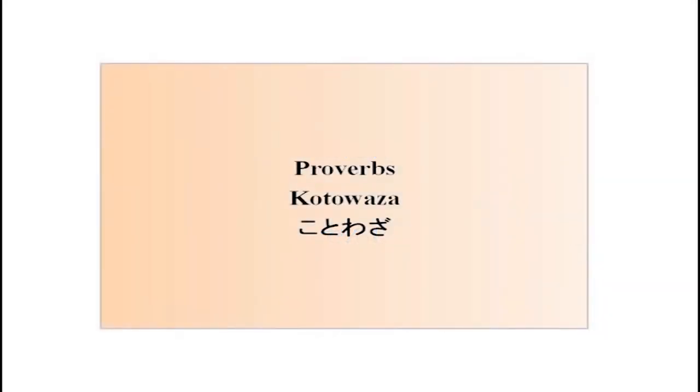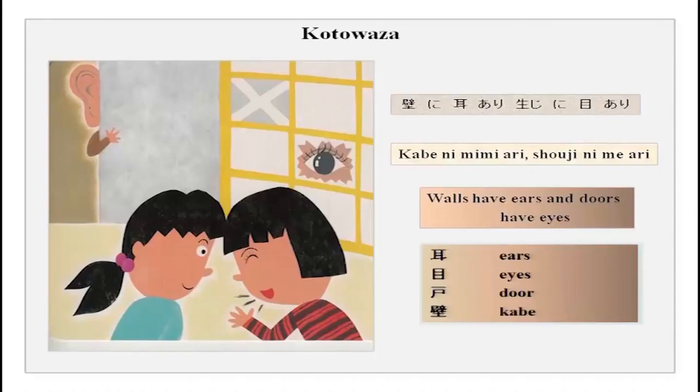I have also been telling you about proverbs. Now, what are proverbs? You can see it is given, kotowaza. What is kotowaza? Koto means word, and waza means using that word very smartly, in a very intelligent way, to say something in short. Something that you want to convey in short to people is a kotowaza. So, there is a very nice kotowaza over here, which tells you so much about the Japanese.